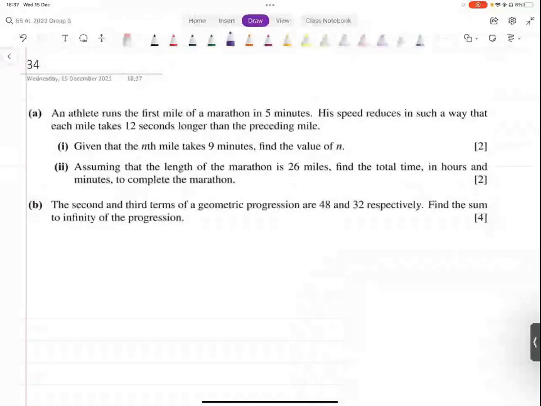Okay, so an athlete runs the first mile of a marathon in 5 minutes. The speed reduces in such a way that each mile takes 12 seconds longer than the preceding mile. Given that the nth mile takes 9 minutes, find the value of n.